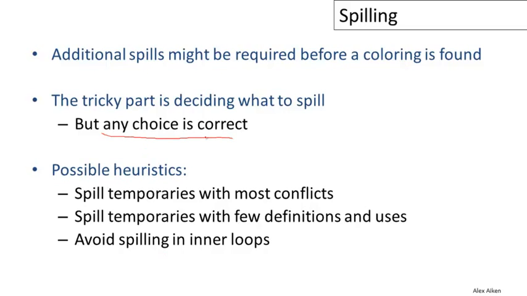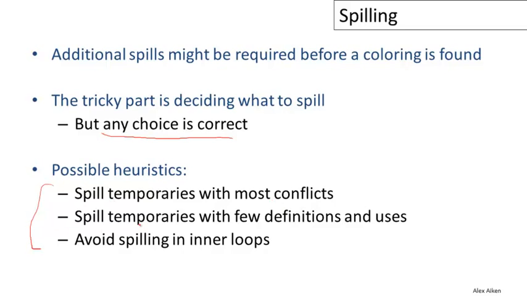And there are some heuristics that people use to pick which temporaries to spill. And here are a few, I think 3 of the most popular ones. One is to spill the temporaries that have the most conflicts. And the reason for that is that this is the one thing that you can move into memory that will most affect the number of interferences in the graph. So the idea is by possibly spilling just this one variable, we'll remove enough edges from the graph that it becomes colorable with the number of registers we have.